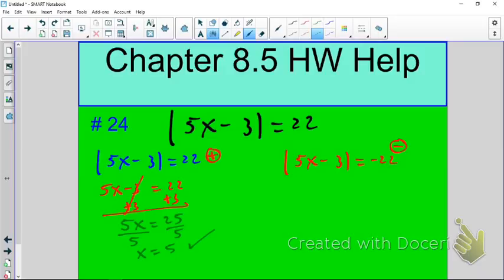And now remember, this is not an inequality. This is an equal one. So that means that you're going to get only 2 solutions, as opposed to an inequality, which will represent an infinite number of solutions. So remember the difference between the two.